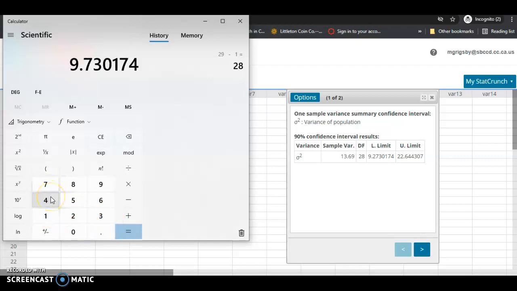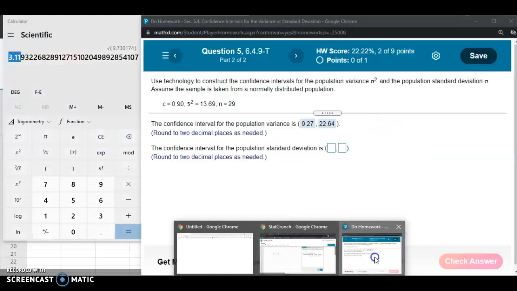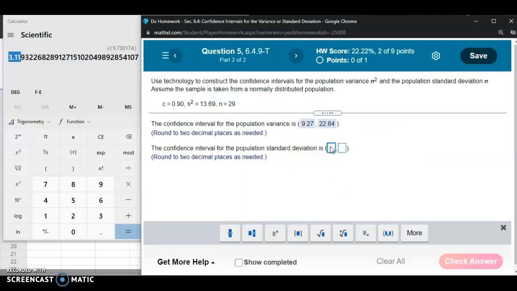9.2730174. On this calculator, to square root this number, you enter the number first and then find the square root button. My calculator's telling me it's about 3.119. We're going to round that to 2 decimal places, so it's about 3.12. Here's the lower limit for the confidence interval for the standard deviation, so 3.12.